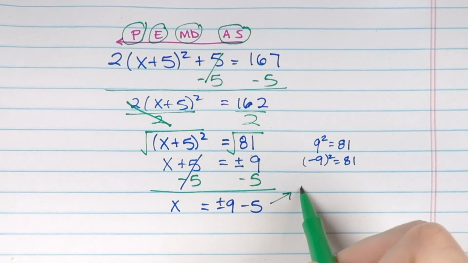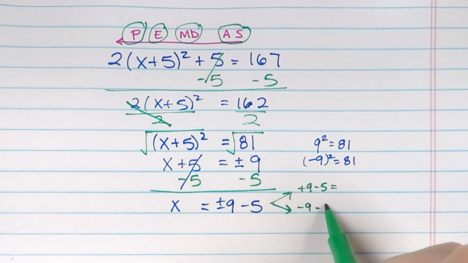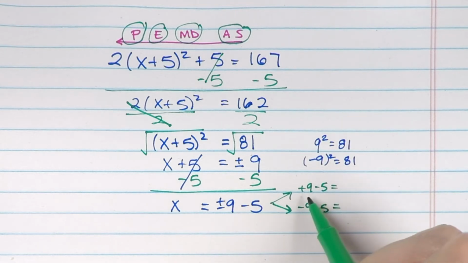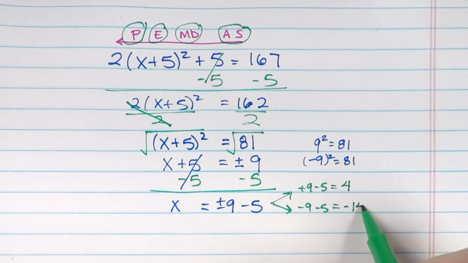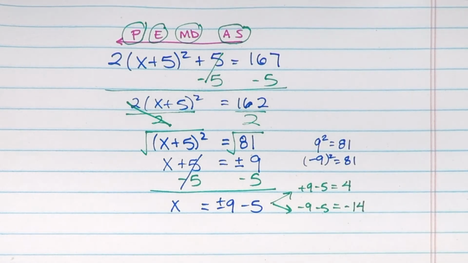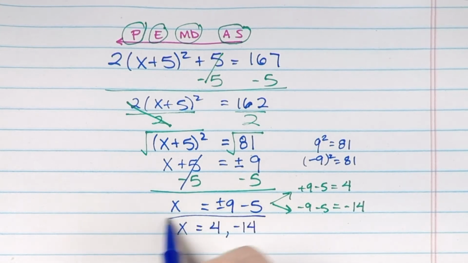So my first answer, if I have the positive 9 and then subtract 5, and then my second answer is if I use negative 9 and subtract 5. Okay, so I'm going to get 2 different solutions. So positive 9 minus 5 gives me 4, and then negative 9 minus 5 gives me negative 14. So my final answers for x equals are positive 4 and negative 14.